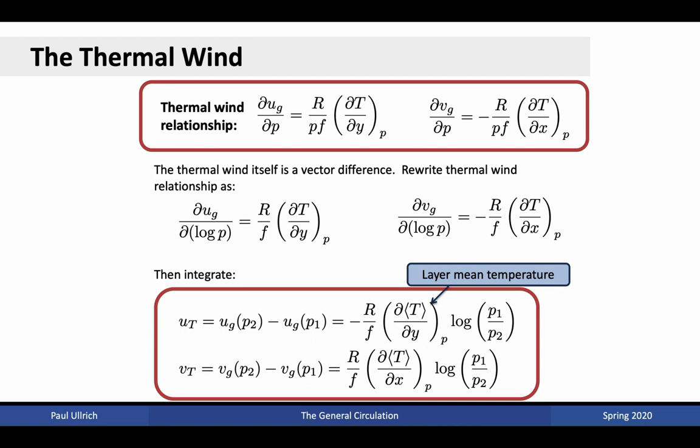The thermal wind itself, though, is a vector difference. So we can rewrite this relationship by taking the pressure from the right-hand side of the equality, moving it to the other side, and then changing the independent quantity to be the logarithm of pressure. If we then integrate this over a particular layer, we get that the thermal wind can be written in terms of the components shown below. Specifically, we assess that the zonal thermal wind is related to the meridional variations in the layer mean temperature multiplied by the logarithm of the pressure ratio between the top and bottom surfaces and then multiplied by R over f.